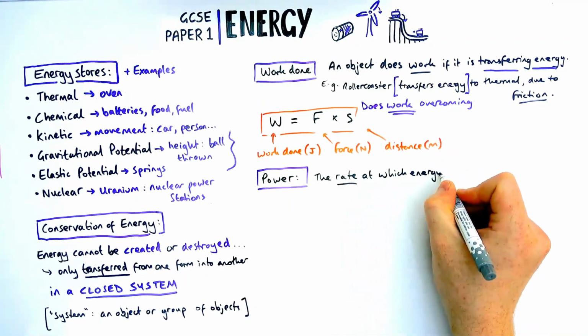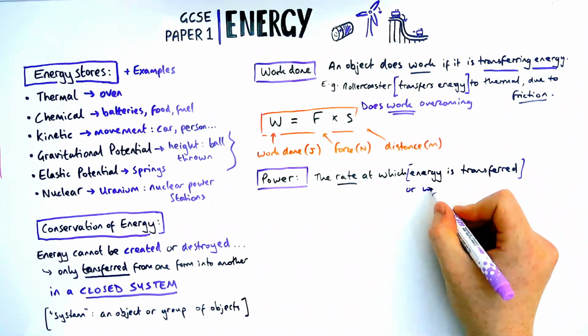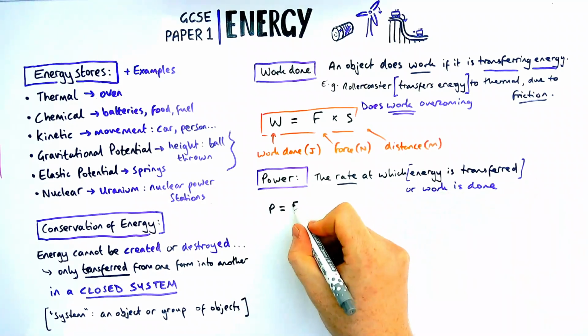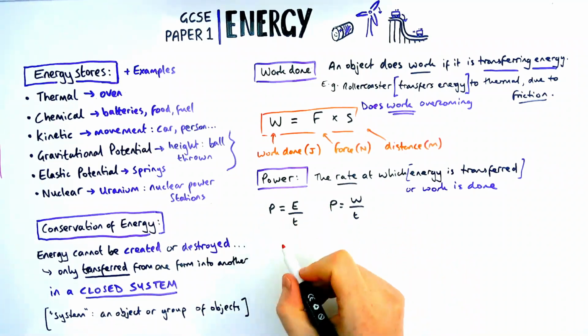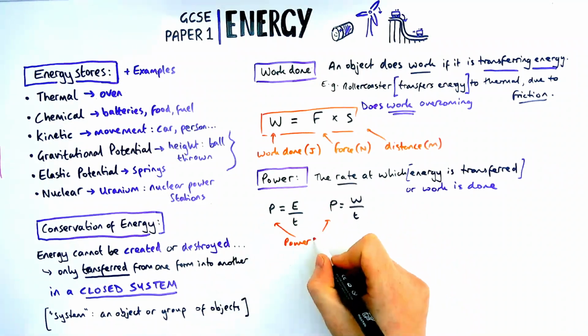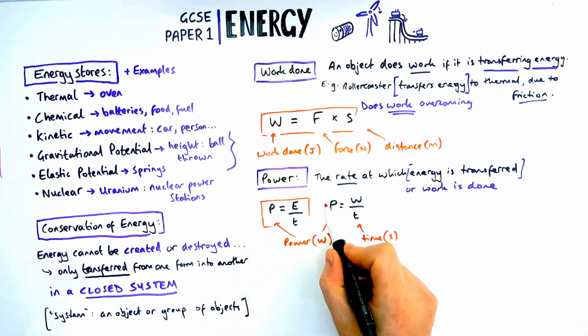Power is the rate at which energy is transferred, or again, the rate at which work is done. It's got two different equations which are equivalent to each other. It's either energy divided by time or work done divided by time. Either way, power is measured in watts and time has to be in seconds.